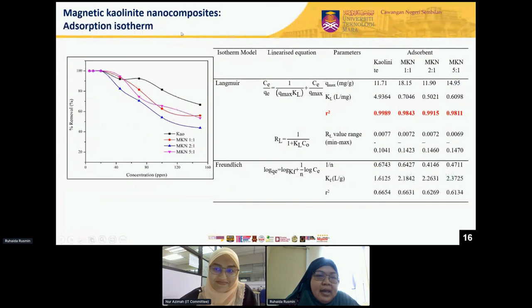And when we run the adsorption isotherm, what we see is that at the lower concentration, all the composites are having quite good removal. They are having 100% removal, and it is decreasing when we have a high concentration. So when we plot the adsorption isotherm, we go for the Langmuir and also the Freundlich. We can see that in terms of the regression coefficient, the experimental data suits well with the Langmuir, given by the higher regression coefficient value.